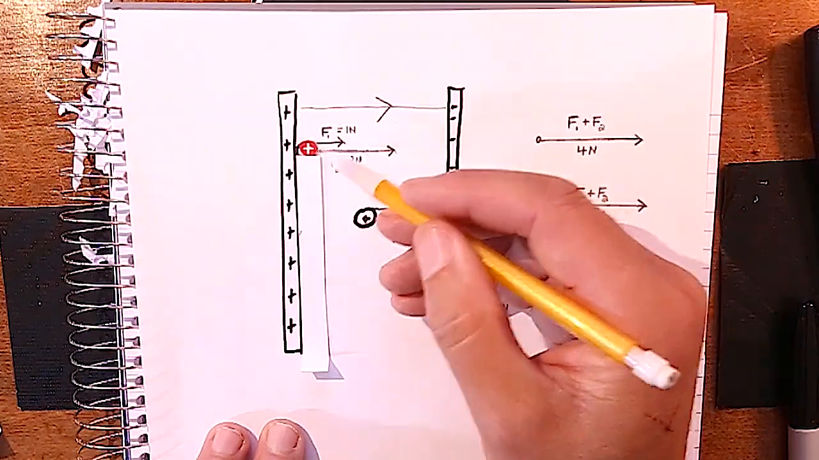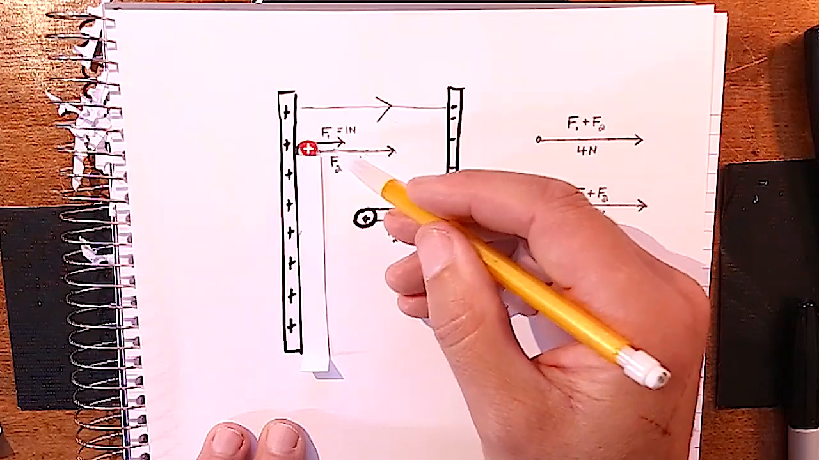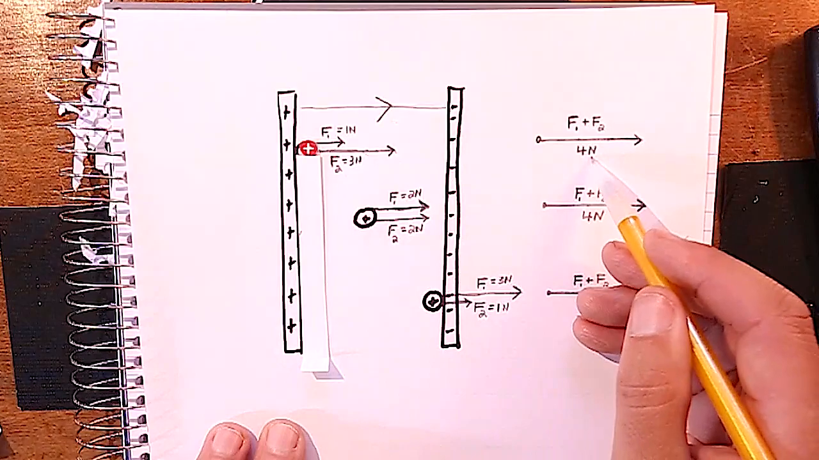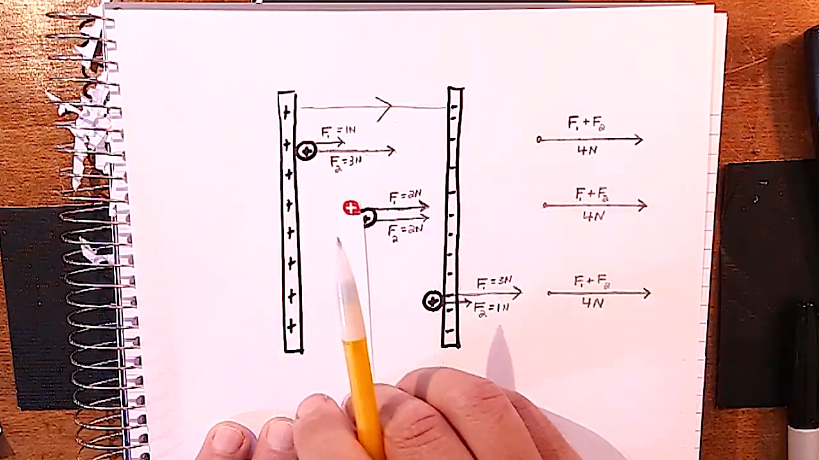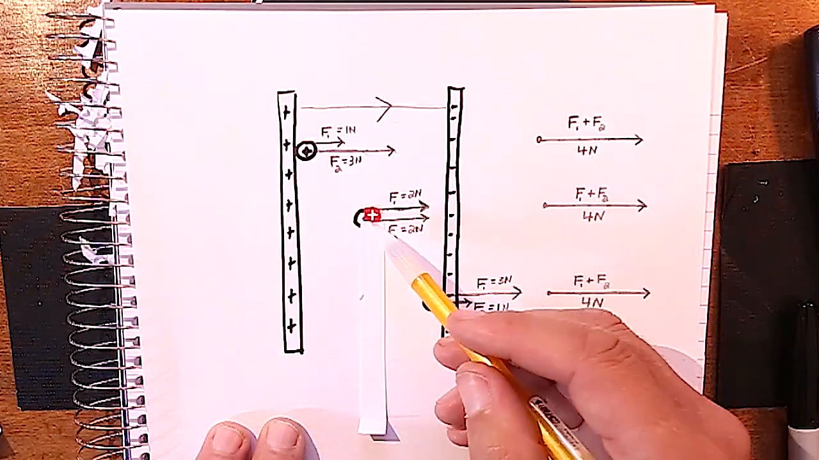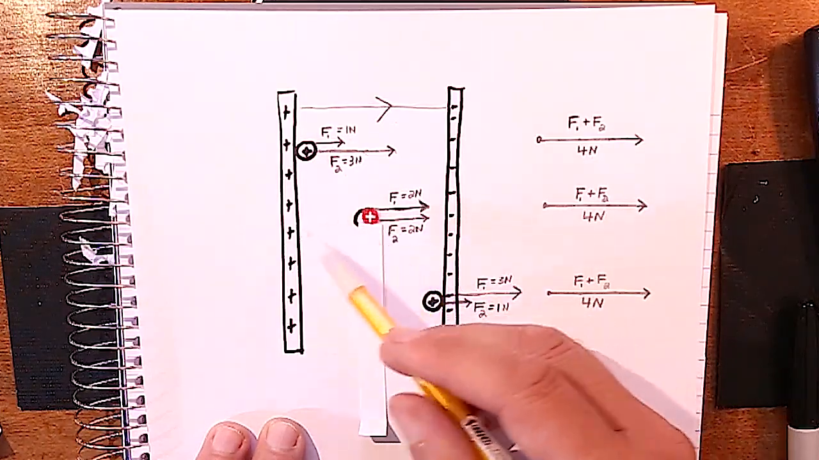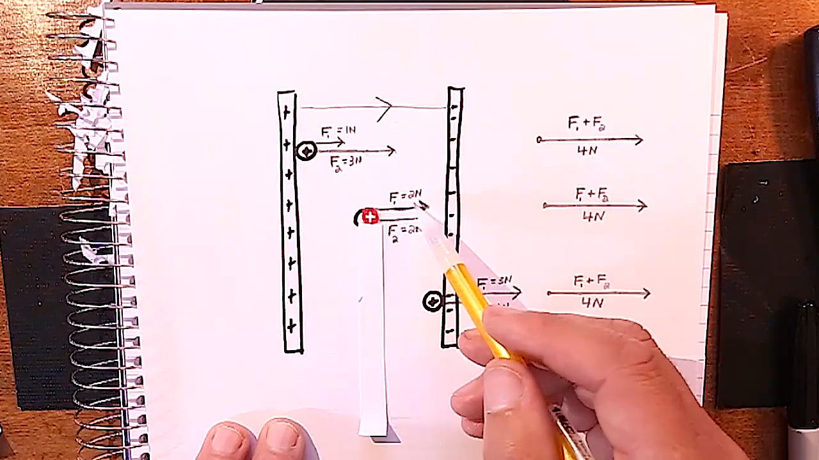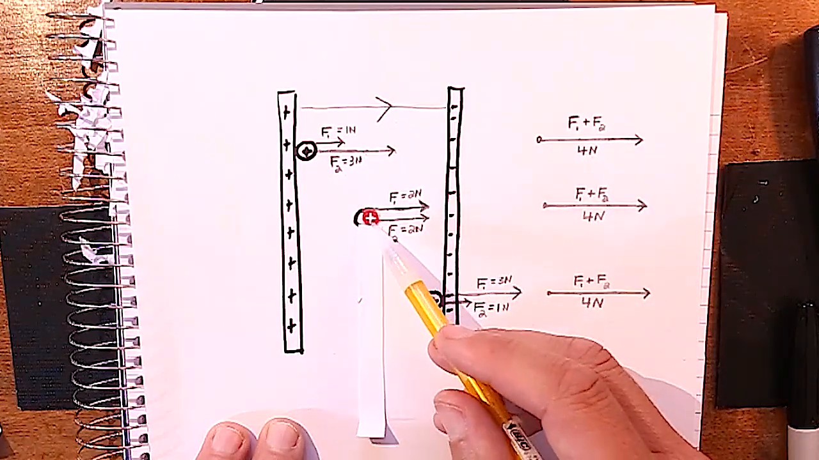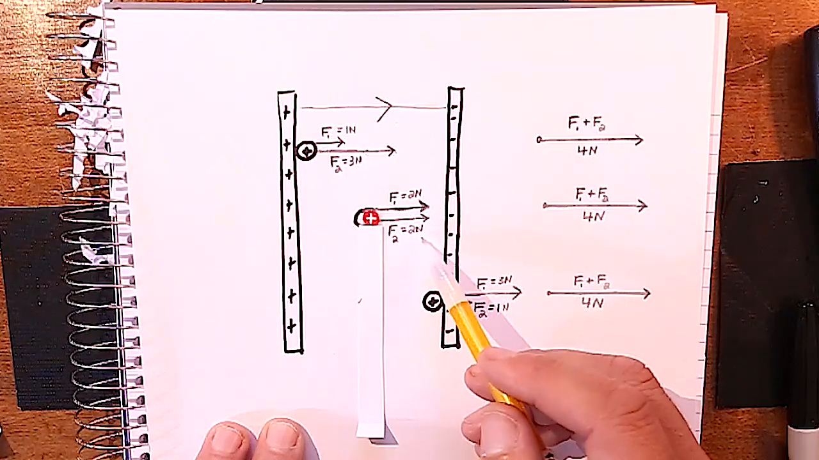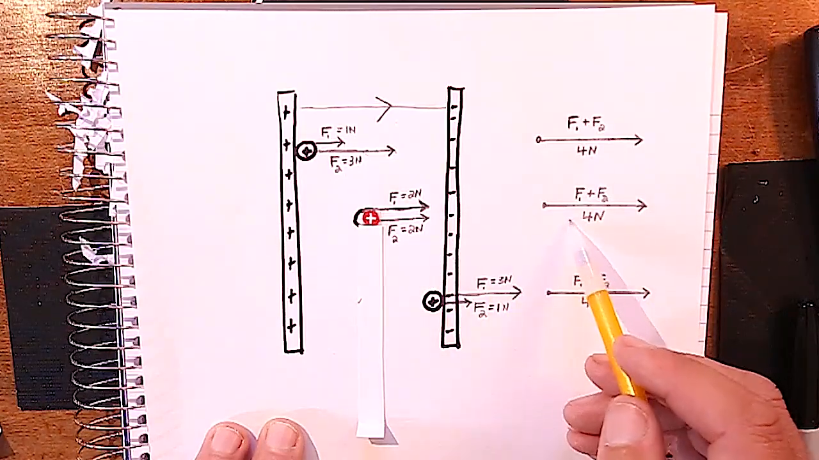So both forces acting on this small positive charge are to the right, and the sum of the force of 3 plus 1 is 4. If we put it in the center, then the force on this positive charge is medium because it's sort of in the middle here, so maybe we get about 2 newtons, and the force of attraction between the plus and the minus plate is also medium, so we get a force of about 2 newtons, and again the force total is 4 newtons.